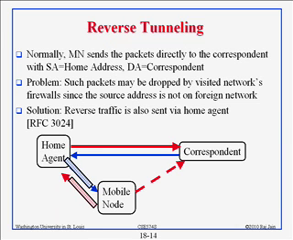Now reverse tunneling. So the MN sends the packet directly to the correspondent with the source address equal to the home address and destination equal to the destination address. Such packets will be traveled within the network.